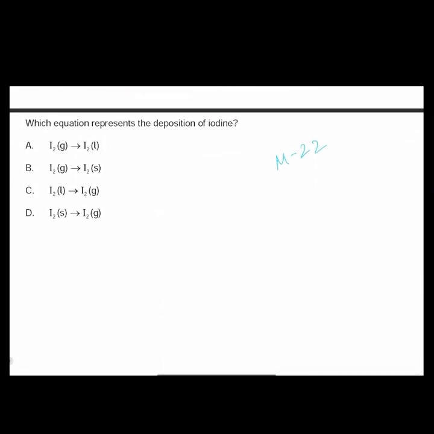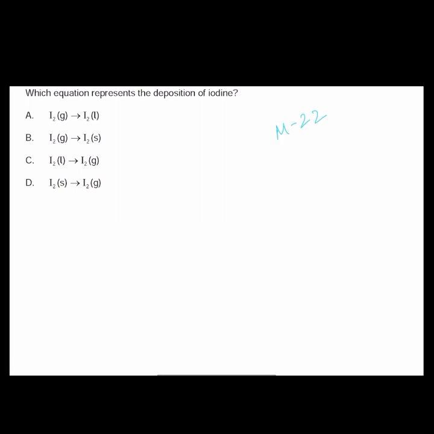Now we are done with November 22. Now we'll move on to May 22. Which equation represents the deposition of iodine? Deposition means, as we discussed in the previous section, gas to solid. So from the options, only option B gives us gas to solid.